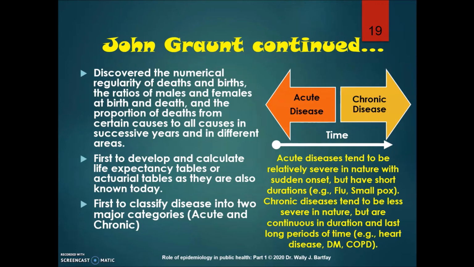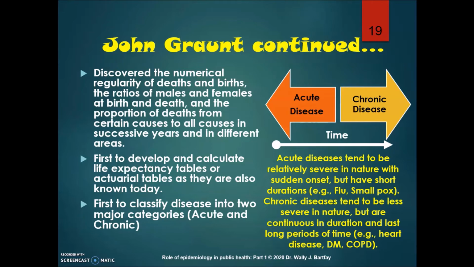He also discovered a certain numerical regularity of deaths and births, the ratios of males and females at birth and death, and the proportion of deaths from certain causes to all causes in successive years and in different areas. He was the first to develop and calculate life expectancy tables, or actuarial tables, as they are also known today. And he was the first to classify disease into two major categories, notably acute or chronic in nature.